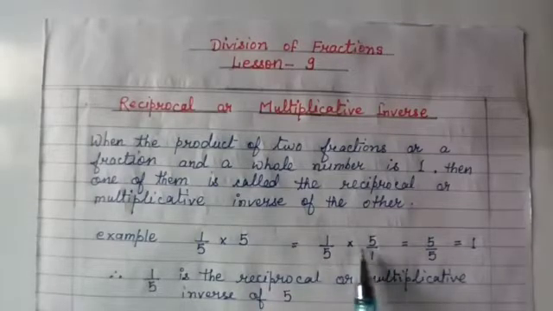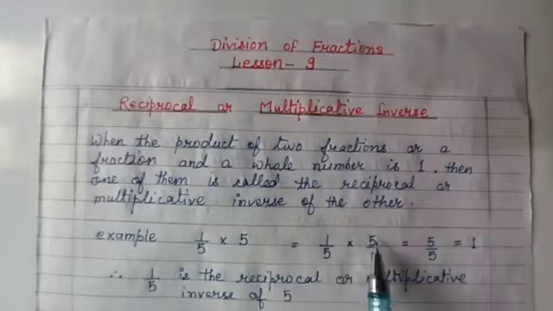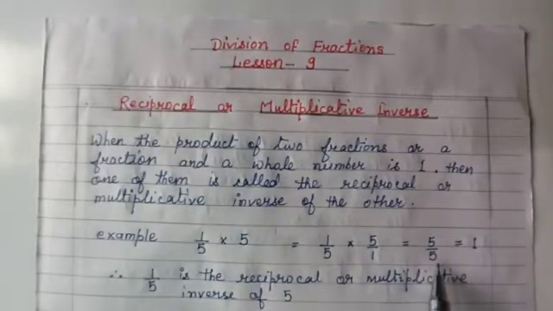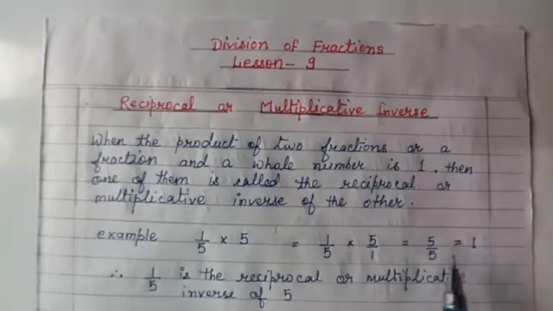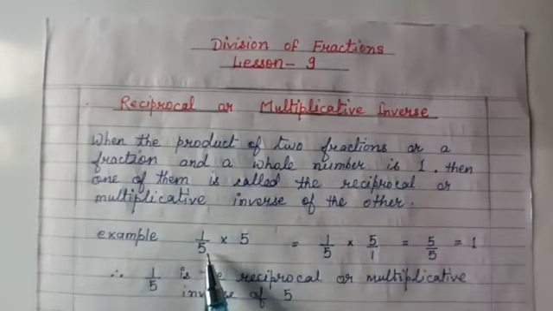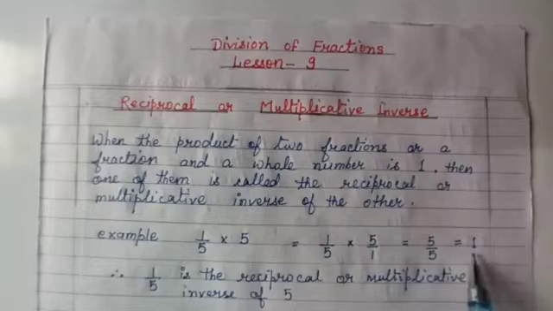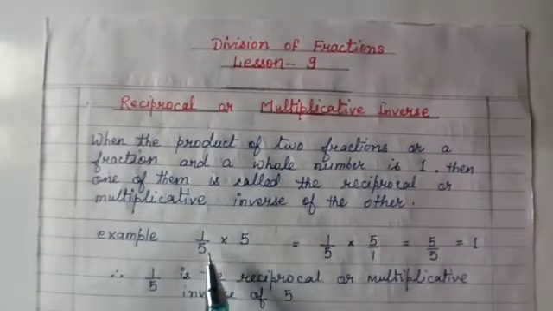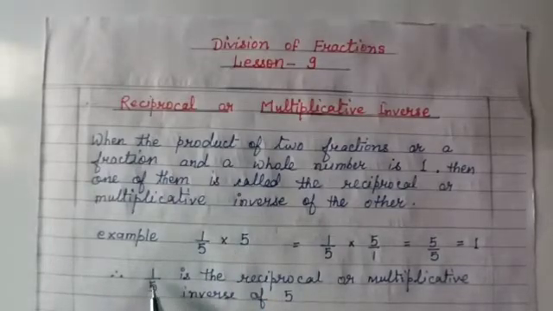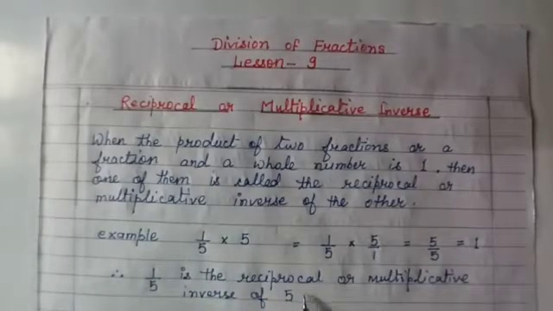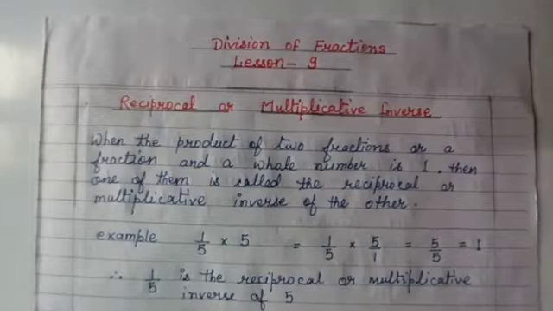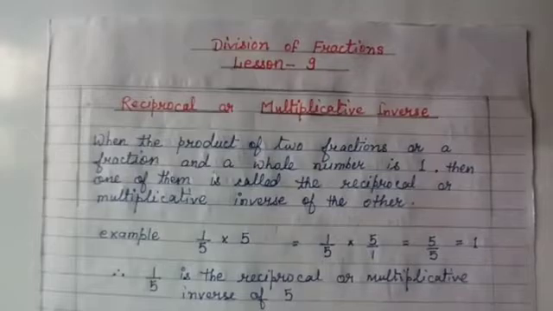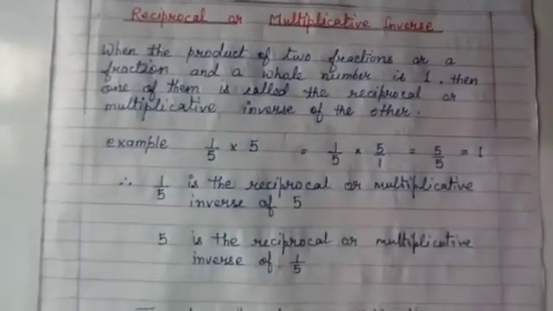So when we multiply these two numbers, 1 upon 5 and 5 upon 1, we finally get 5 upon 5, and the final value is 1. So the product of 1 upon 5 and 5 is 1. So both the numbers are reciprocal to each other. Therefore we can say 1 upon 5 is the reciprocal or multiplicative inverse of 5, and 5 is the reciprocal or multiplicative inverse of 1 upon 5.